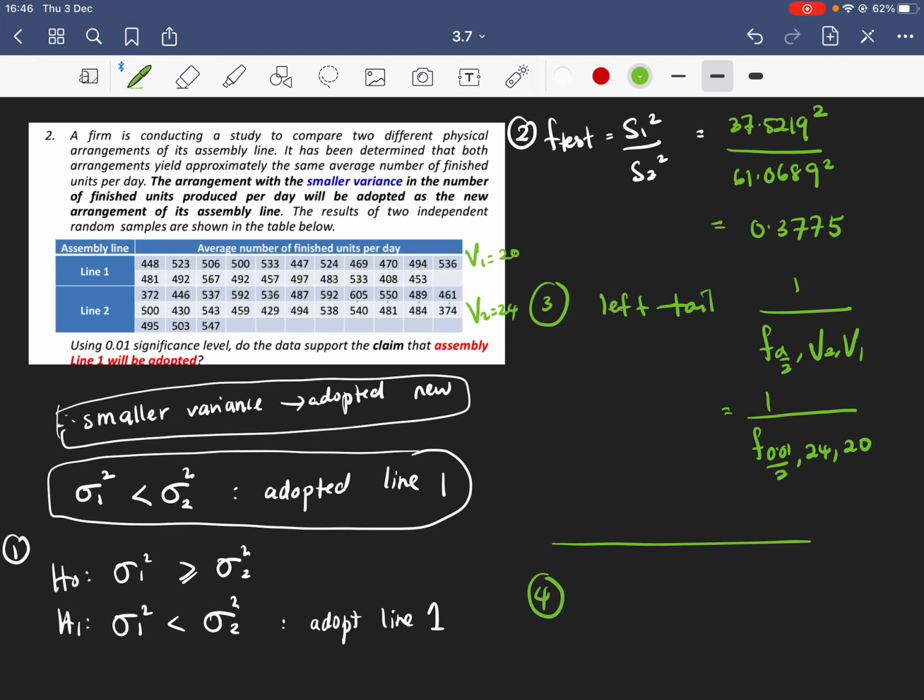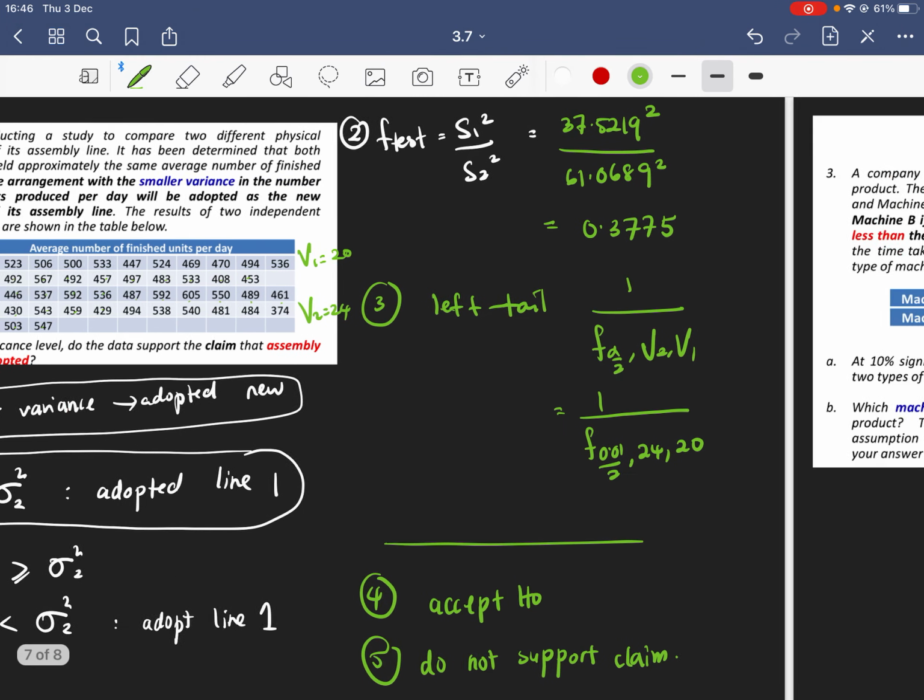And then step number 4, it is accept H null. And step number 5 is do not support the claim. Okay, try.